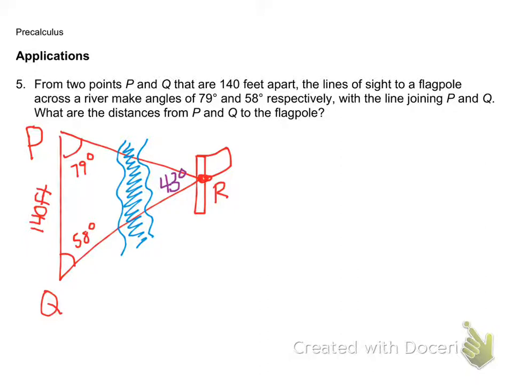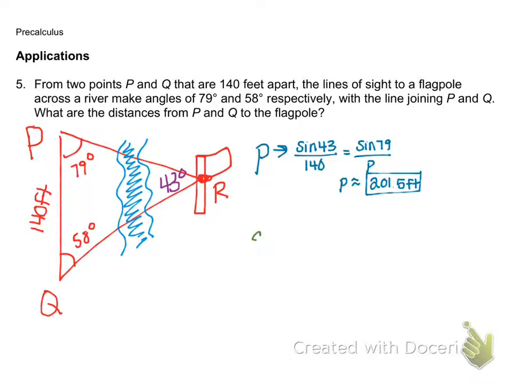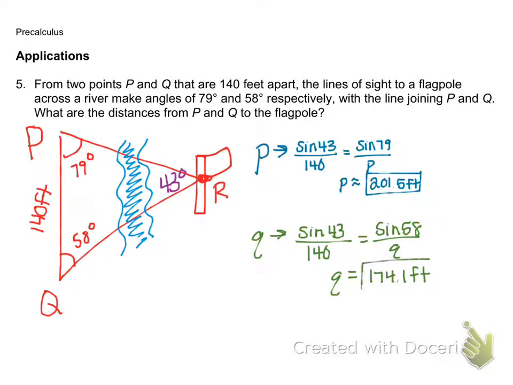Okay, so now let's use the law of sines to solve for, let's say, side P first. So I'm going to have sine of 43 over 140 equal to sine of 79 over P. And when I solve for P, I get about 201.5 feet. And then solving for Q, I can still use my sine of 43 over 140, but now I'm going to equal it to sine of 58 over Q. And after I cross multiply and plug that into my calculator, I get 174.1 feet. So those are the two distances from P and Q to the flagpole.